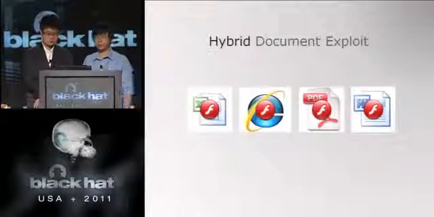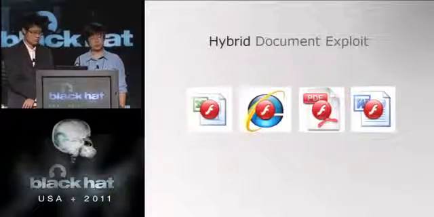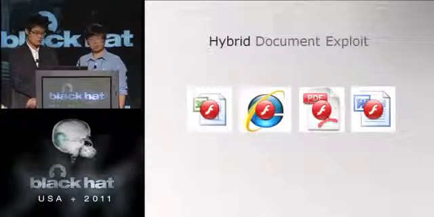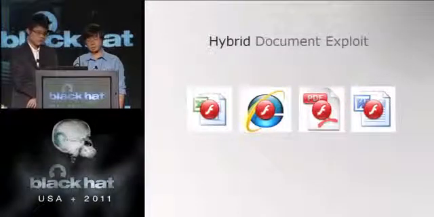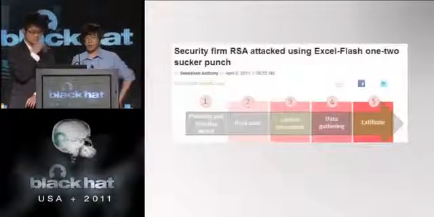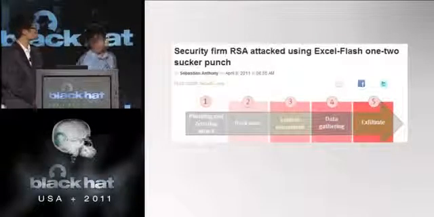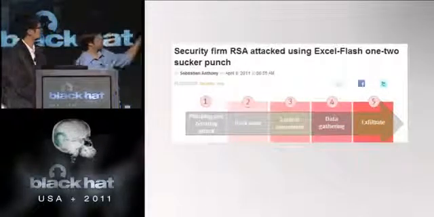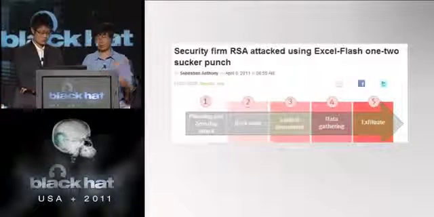A Flash vulnerability could be repacked as a malicious web page, a PDF exploit, and an Office document exploit. Recently, we saw a lot of attacks using this trick. RSA is the same. The RSA attack is the example. The Excel Flash is actually the Flash vulnerability, and it is packed as an Excel file.